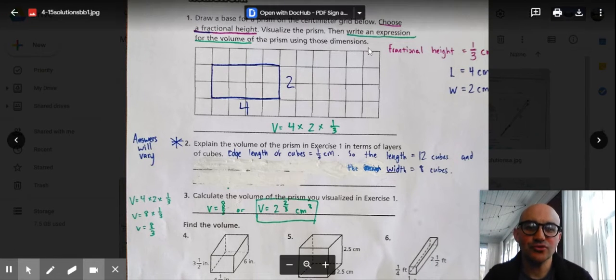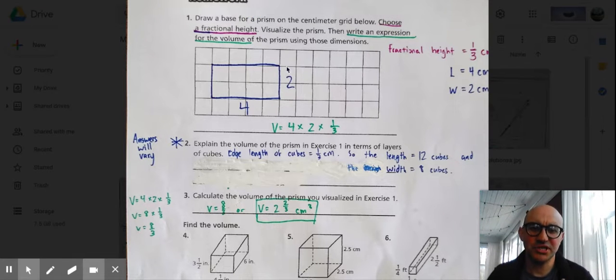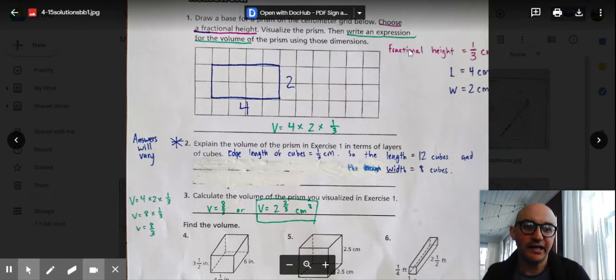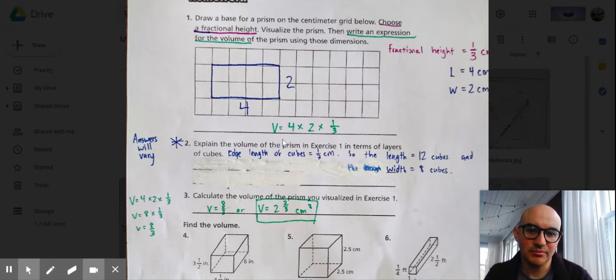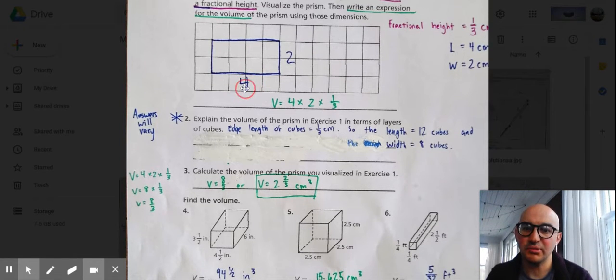And then when it says choose a fractional length here, remember this base is representing a rectangular prism or a box. So you can imagine that coming out of the paper is the height. It says choose a fractional length for the height. So a fractional length is just a height represented by a fraction. I just chose 1/3. So my length is 4, my width is 2, and I already set my height. So then my equation for volume is simply 4 times 2 times 1/3. So that gets us through problem 1.